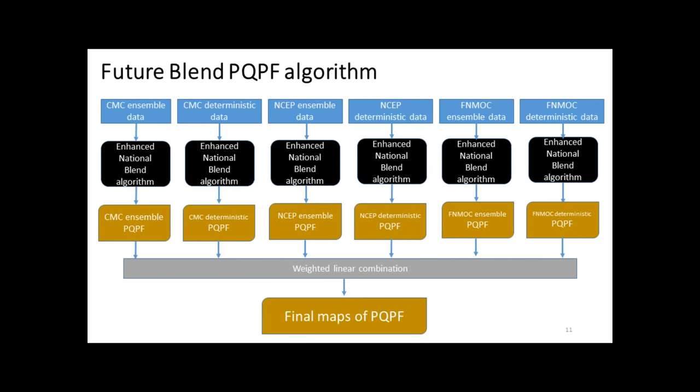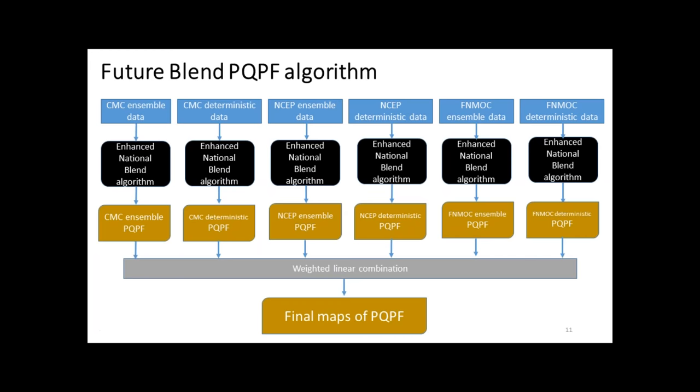So the future algorithm at a high level looks like this. Whatever piece of data you're putting in here, whether it's a Canadian ensemble or a deterministic forecast, that goes into an algorithm which produces a probabilistic QPF. And so with a variety of prediction systems, you get a variety of estimates. And you can either objectively, statistically, or in an ad hoc fashion, according to some human forecaster intuition, set some weights for these and have a weighted linear combination that finally produces an output probabilistic QPF.